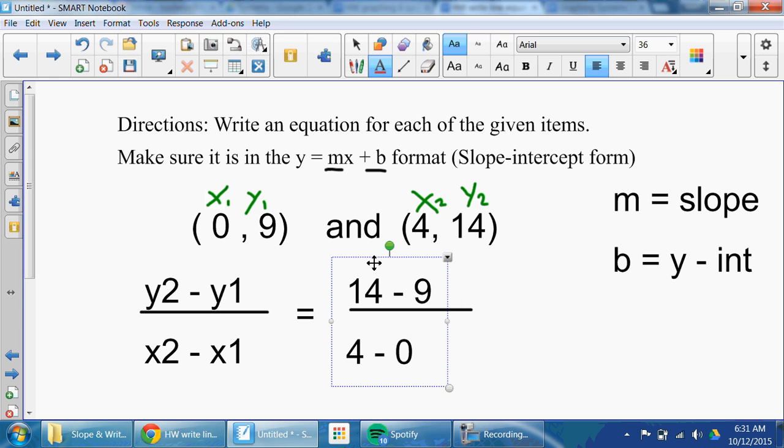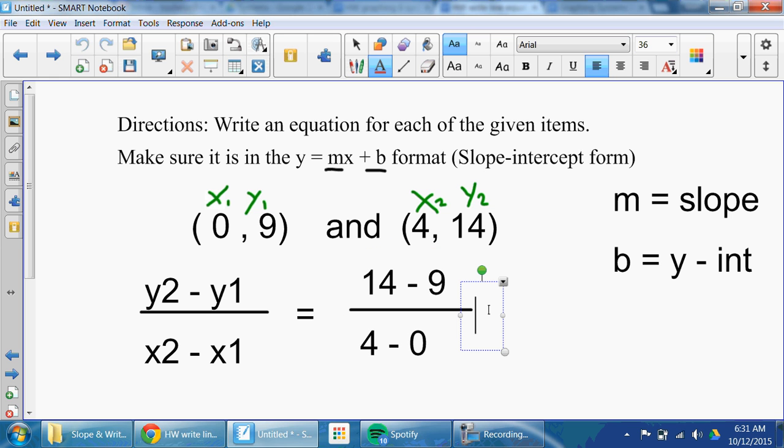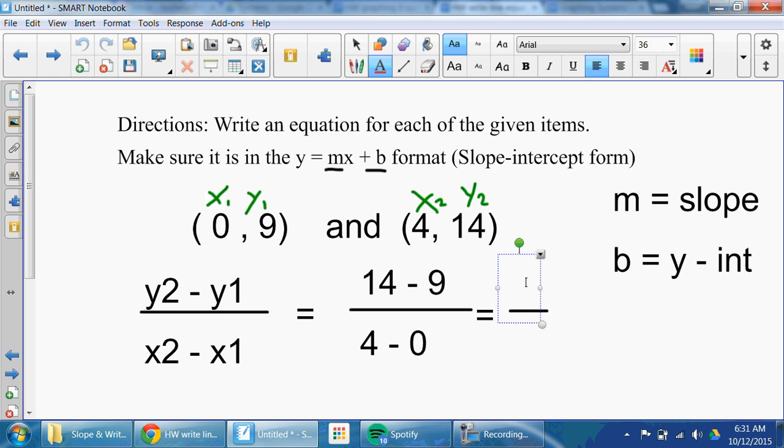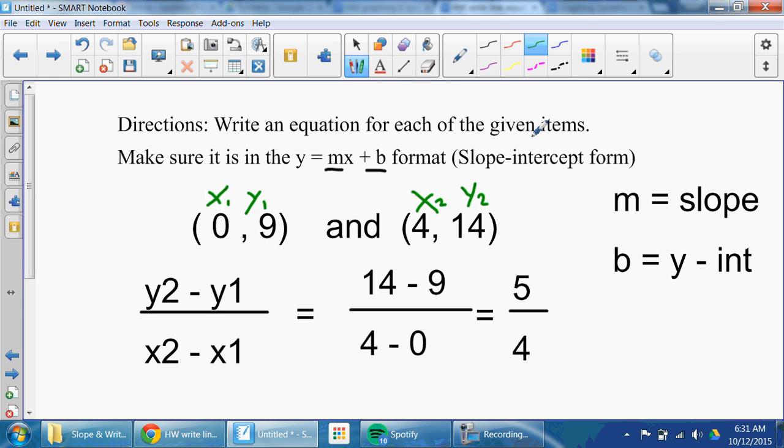So I would subtract the tops and subtract the bottoms. That would get me 14 minus 9 is 5 over 4 minus 0 is 4. So that is my slope. So once I find that piece, I just have to find one more thing, and that's my y-intercept. So this is my slope.